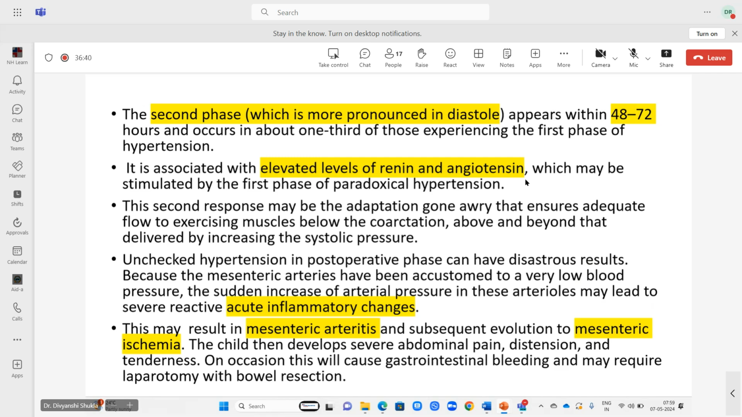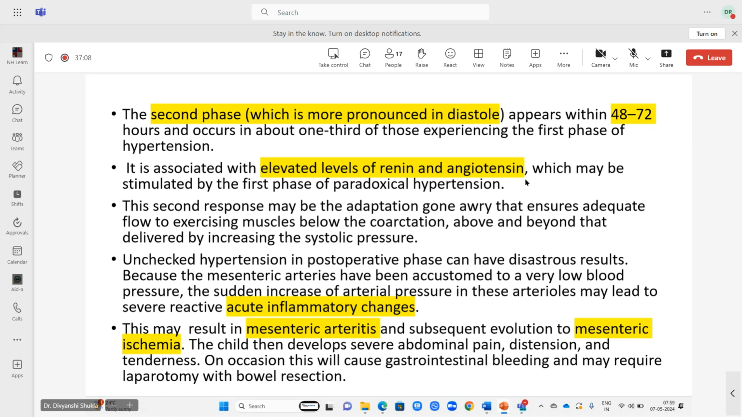The second phase, which is more pronounced in diastole, appears within 48 to 72 hours and occurs in about one-third of those experiencing the first phase of hypertension. It is associated with elevated levels of renin and angiotensin, which may be stimulated by the first phase of paradoxical hypertension. The second response may be adaptation gone awry that ensures adequate flow to exercising muscles below the coarctation, above and beyond what is delivered by increasing the systolic pressure.